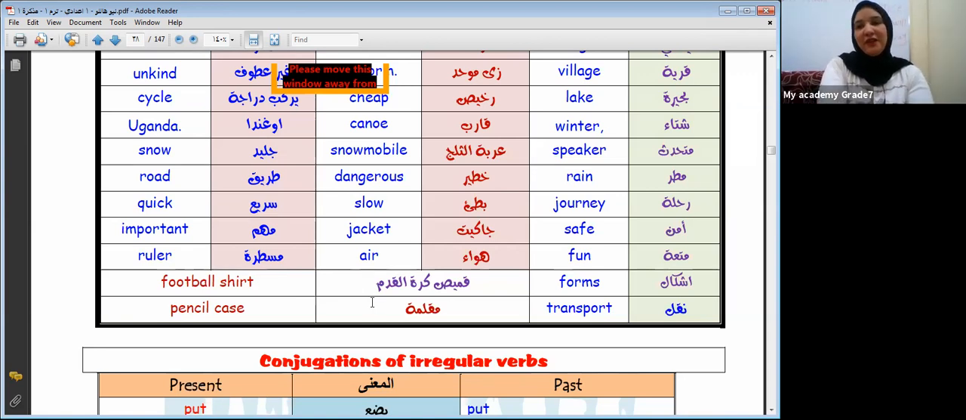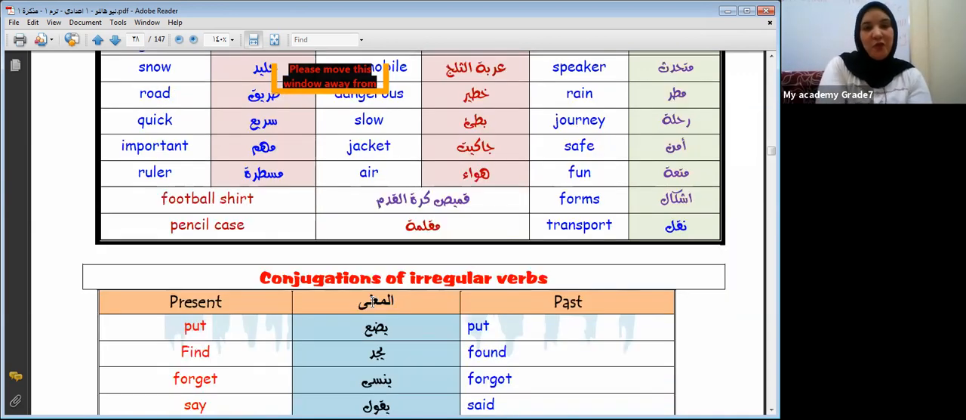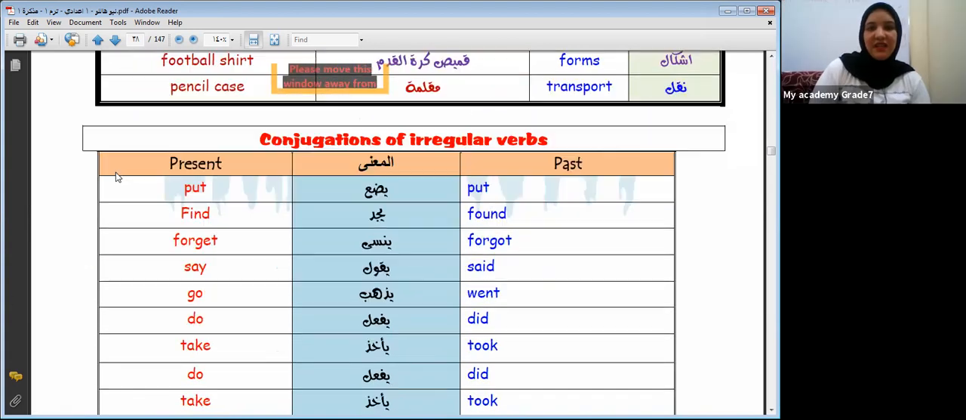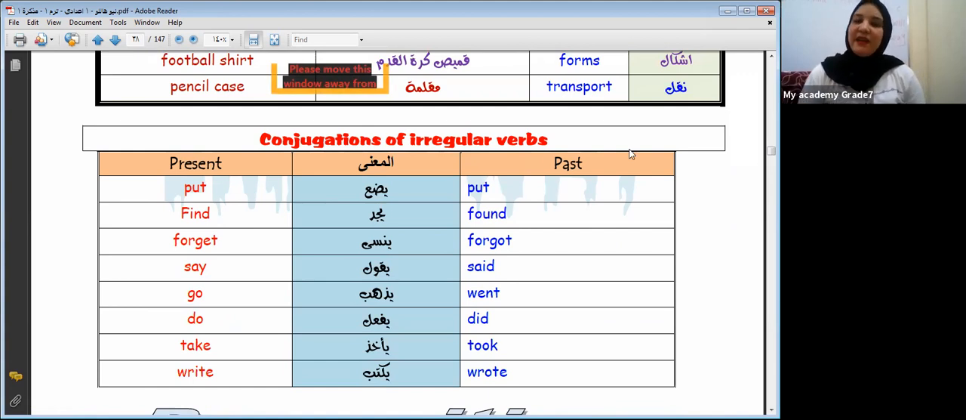Conjugation of irregular verbs. Don't ever forget, you have to memorize all the vocabulary, okay? كلمات كلها حفظ, you know, okay? I have very simple words, okay? كلمات بسيطة هنا, okay. I will say it in present and you will say the past, okay?